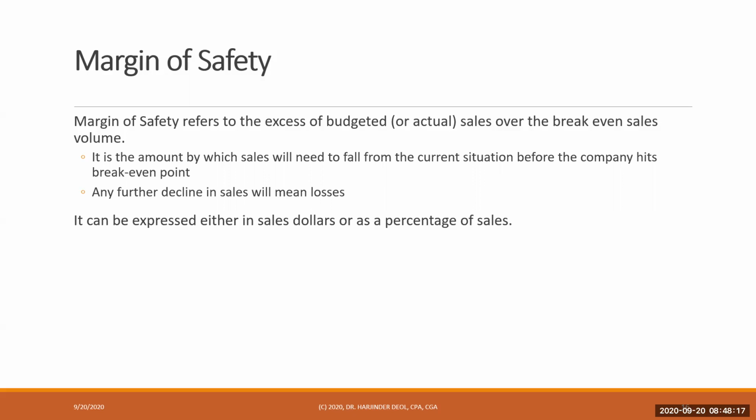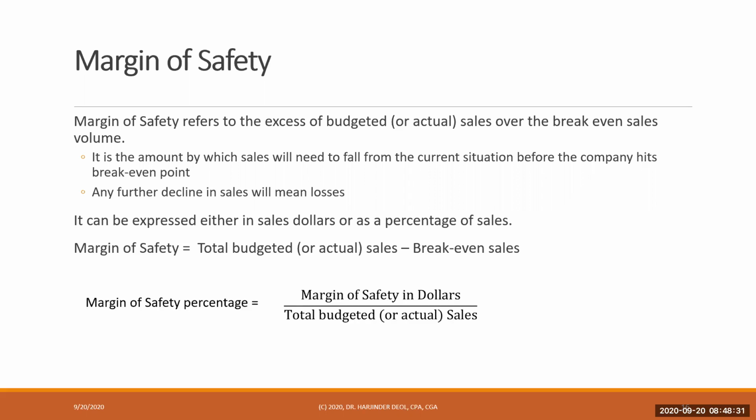Margin of safety can be expressed either in sales dollars or as a percentage of sales. So the calculation is total budgeted or actual sales less the break-even sales. As a percentage, you will divide the margin of safety in dollars by the total budgeted or actual sales.